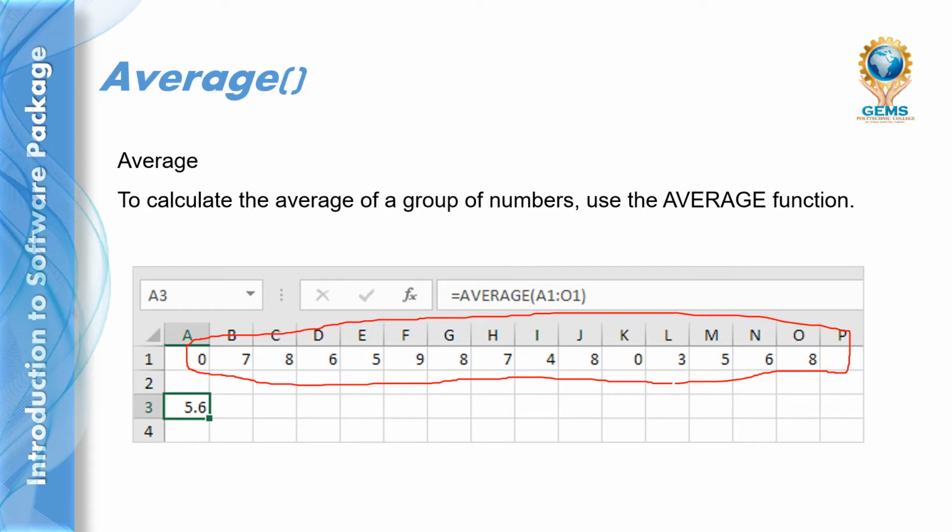So what is the average formula? Equal AVERAGE of A1 to O1. That is the range of the values. So we will get the output 5.6. So this is the average of range A1 to O1, that is, a group of numbers. From that group of numbers we calculate the average.